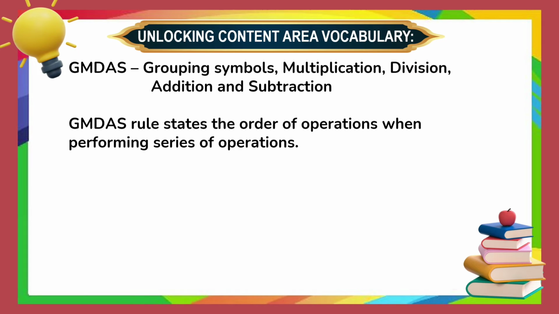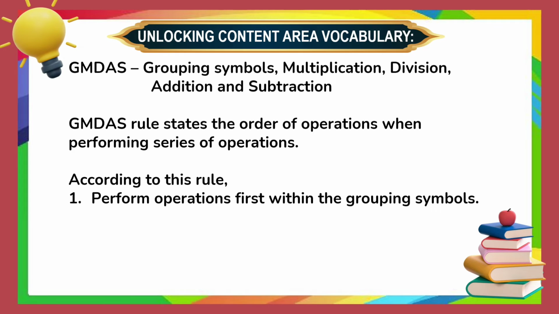For unlocking content area vocabulary, we have GMDAS. GMDAS is an acronym. G stands for grouping symbols, M stands for multiplication, D stands for division, A stands for addition, and S stands for subtraction. So the GMDAS rule states the order of operations when performing a series of operations. According to this rule, perform operations first within the grouping symbols, or in other words, do the operation inside the grouping symbols first.